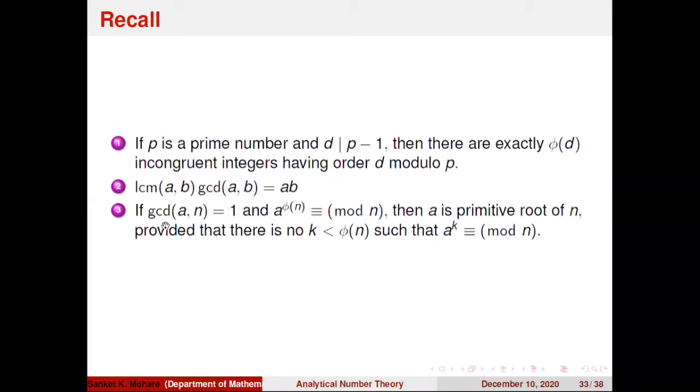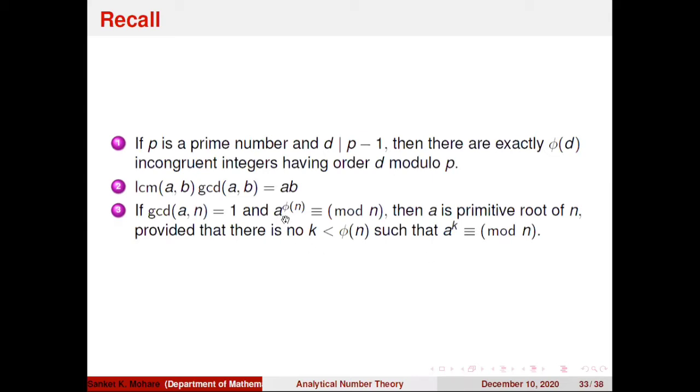Third, recall, if GCD of a comma n equals 1 and a to the power phi n is congruent to 1 modulo n, then a is a primitive root of n. This is the definition of primitive root. Then a is a primitive root of n provided that there is no k less than phi n such that a to the power k is congruent to 1 modulo n.